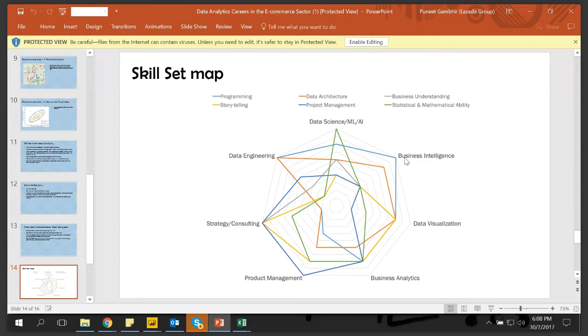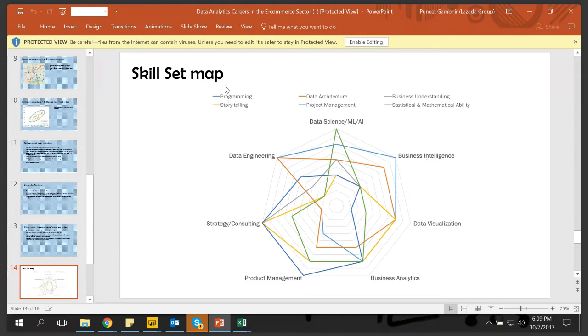So if BI is the industry, what I'm trying to say is that programming, which is this blue line, you need to be 5 out of 5 to do well in BI. It's basically trying to tell you what skill sets you need to have, which skill set is more important than the other. So let's quickly go through this. Let's talk about BI now that I've started on that. So business intelligence, which is essentially reporting, dashboards, making sure everybody in the company has access to data which is useful and well presented.